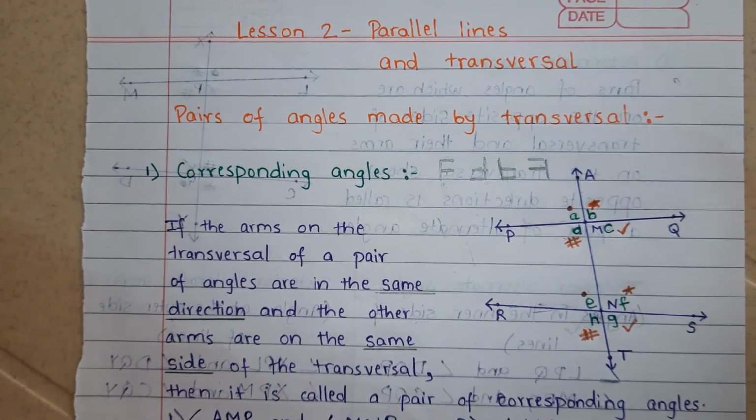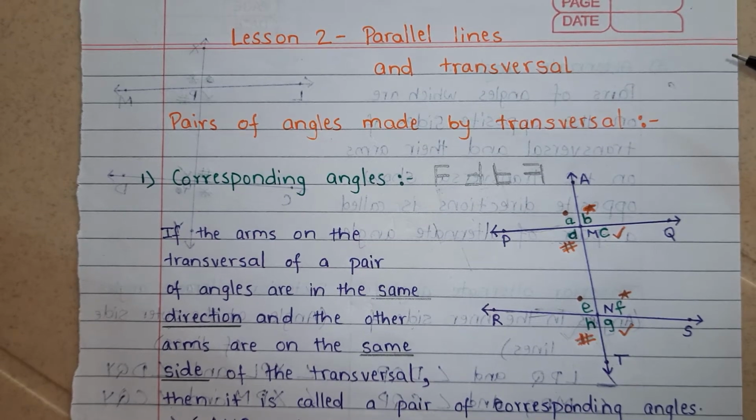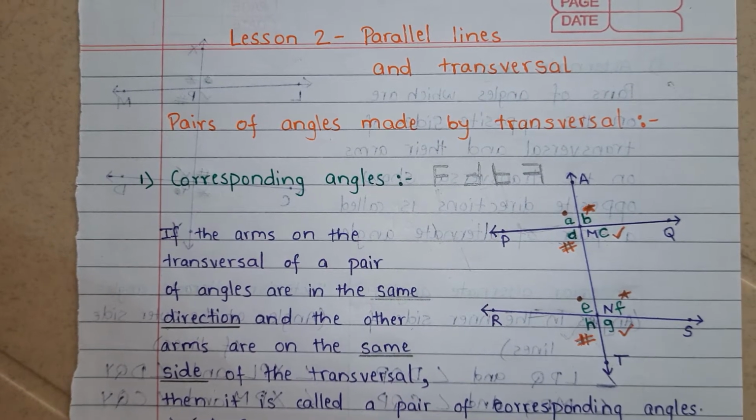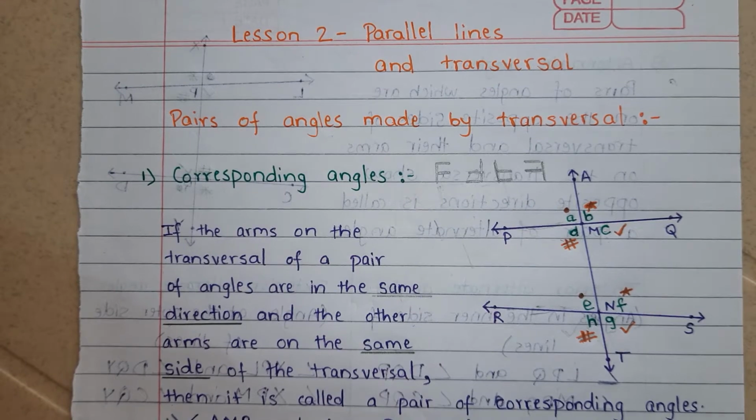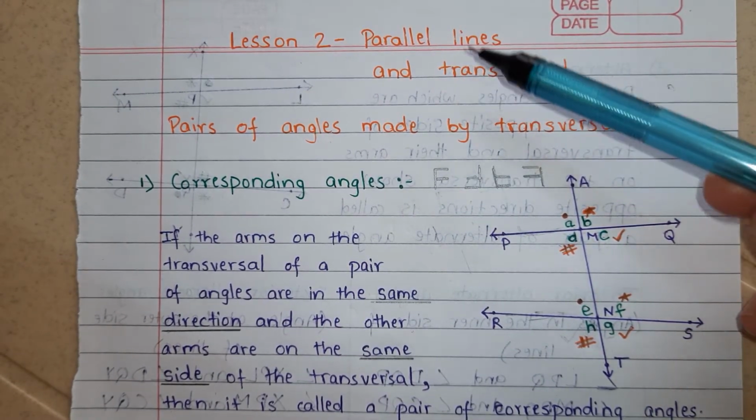Hello students, we are going to begin with solved examples and practice set 2.2. Before that, a quick revision. The lesson that we are studying is parallel lines and transversal.